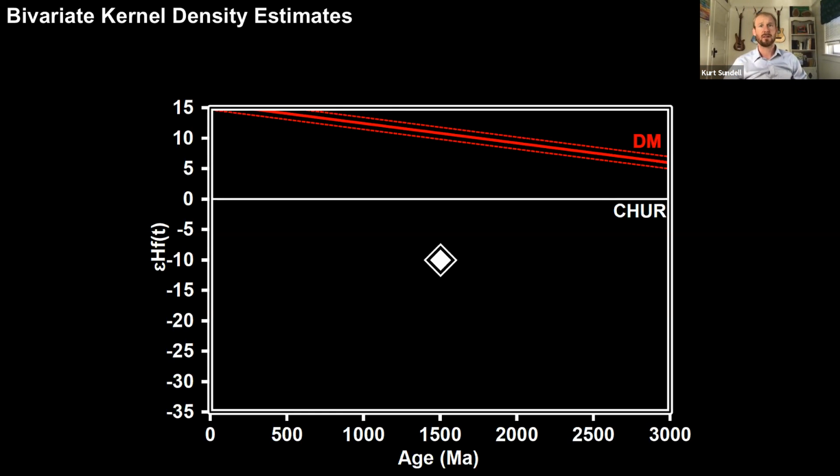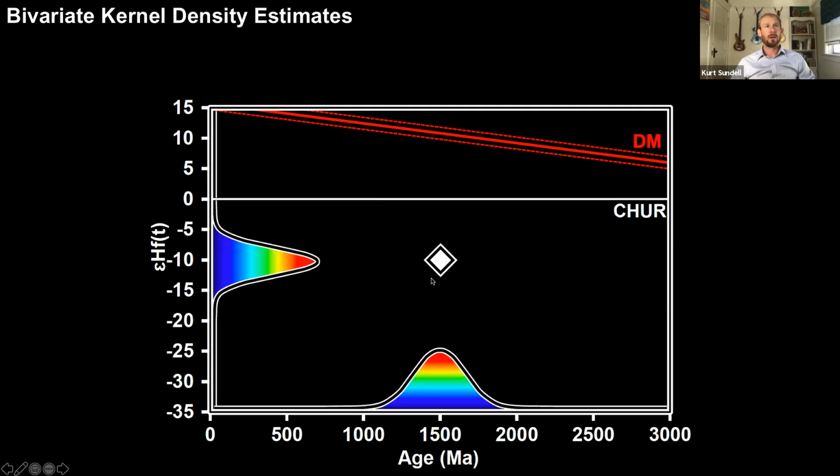And so what we can do is if we think about one single data point, we can think of that in terms of a distribution, just like we did with age distributions. Of course, the distribution on the epsilon Hafnium axis really isn't very meaningful, right? It's not as meaningful as the one on the x-axis, time, as it is on the y, because Hafnium is an evolving system, right?